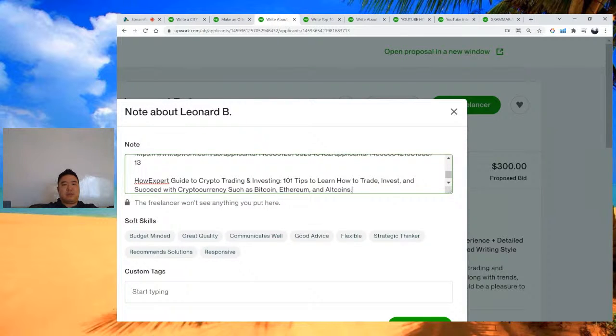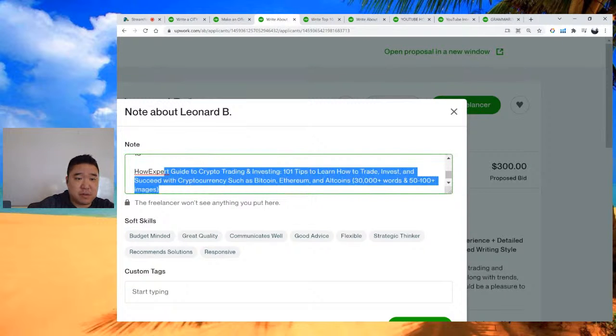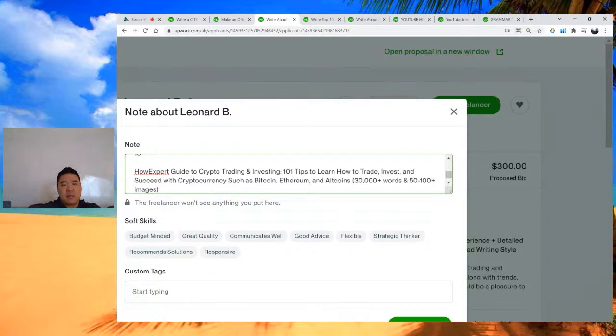HowExpert guide to, okay. And can you provide images? Because I need some charts. You're going to teach trading, so I need some charts. I need you to explain. HowExpert guide to crypto trading and investing. 101 tips to learn how to trade, invest, and succeed with cryptocurrencies such as Bitcoin, Ethereum, and altcoins. Not bad, right? Not bad.